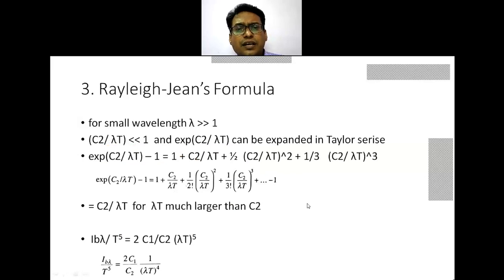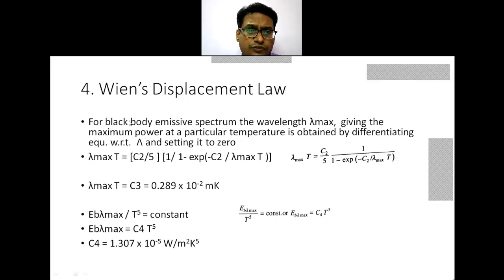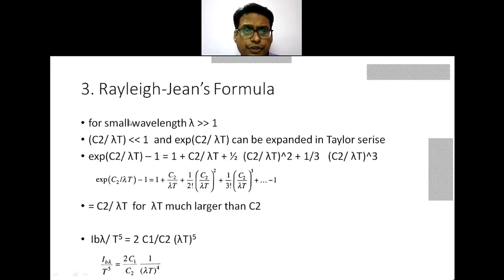Then the third is the third law for the black body. This is when lambda is very much greater than 1. For large wavelengths, lambda very much greater than 1, that is, lambda is large. This is not small, this will be large. So C2 upon lambda T will be very much less than 1.